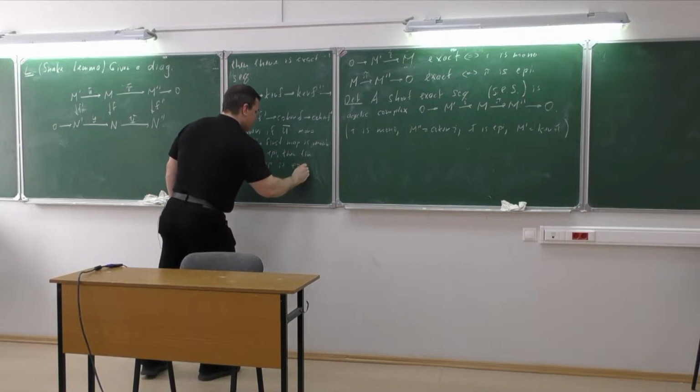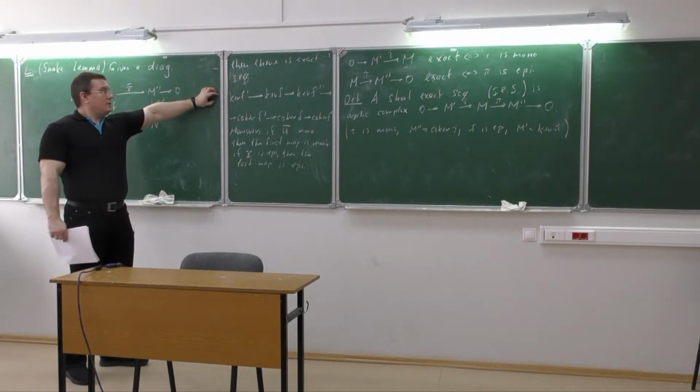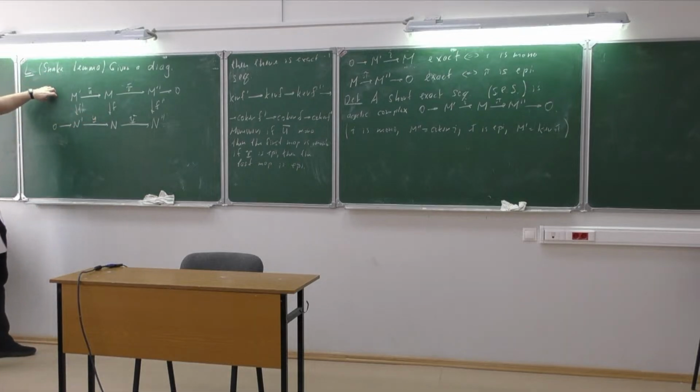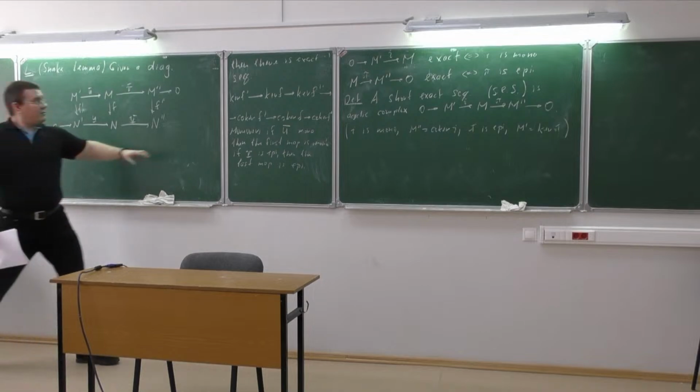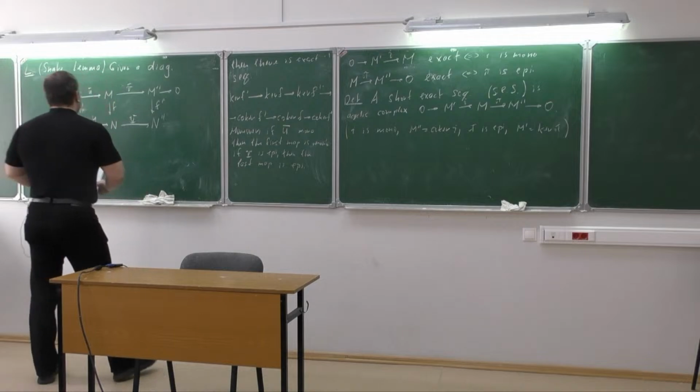So you can add additionally 0 here in the beginning if you know that you can put additionally 0 here. So for example, if these two things are just short exact sequences, then you have additional 0 here and additional 0 here for the last map. And why is this called a snake lemma?